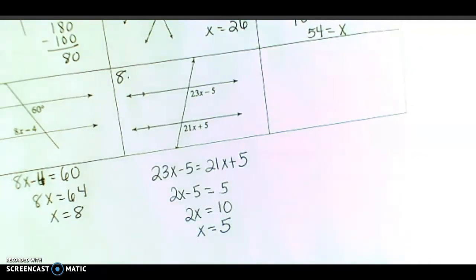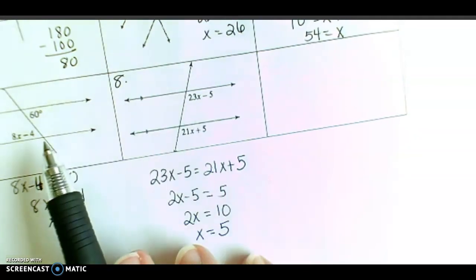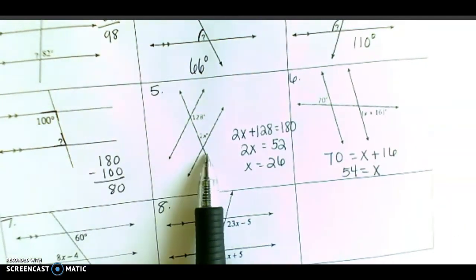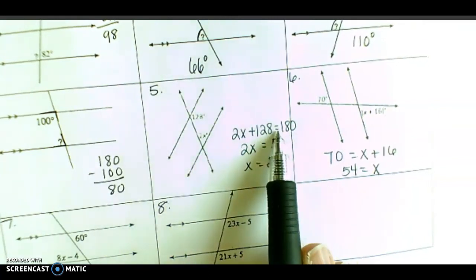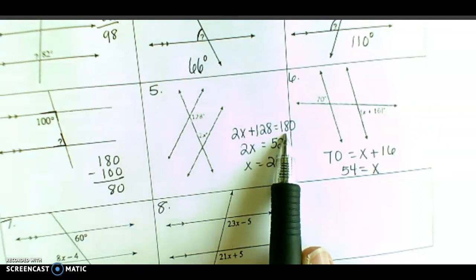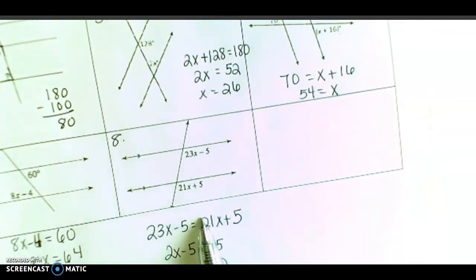So most angles are going to be equal to each other: corresponding, alternate interior, alternate exterior. But same side interior and same side exterior equal 180. So you add them and set them equal to 180, unless they're the other kind, and then you just put equals between them.